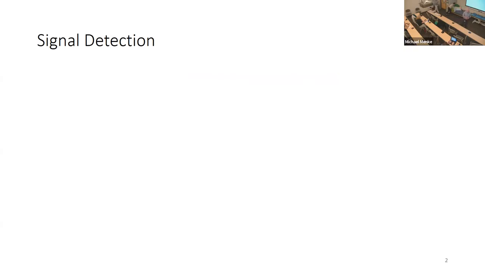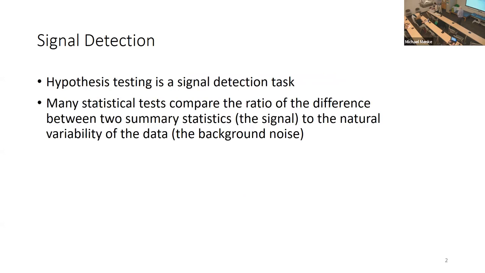So I like to think of hypothesis testing as a signal detection task, where in this case, the first example I give is going to look at the mean of two groups. What it does basically is compare the difference in means, the between group variance, to the within group variance, the background noise or error, to see if it can detect a signal relative to the background noise.